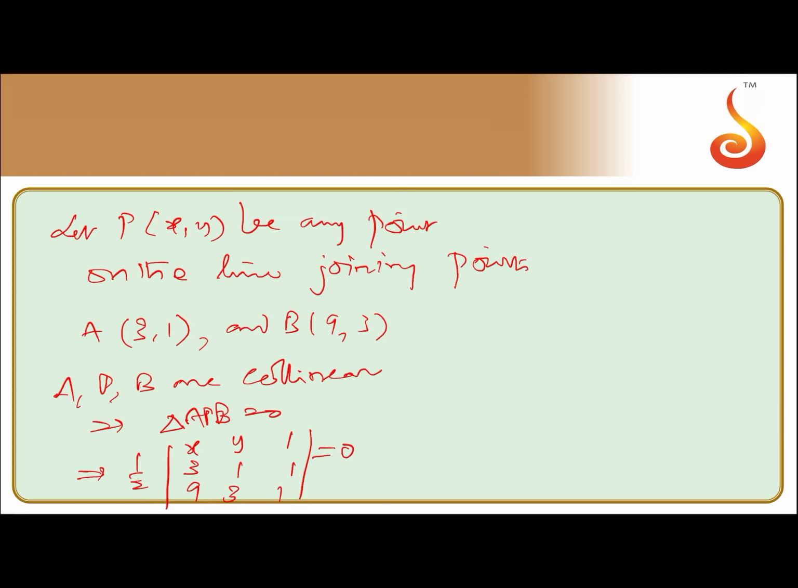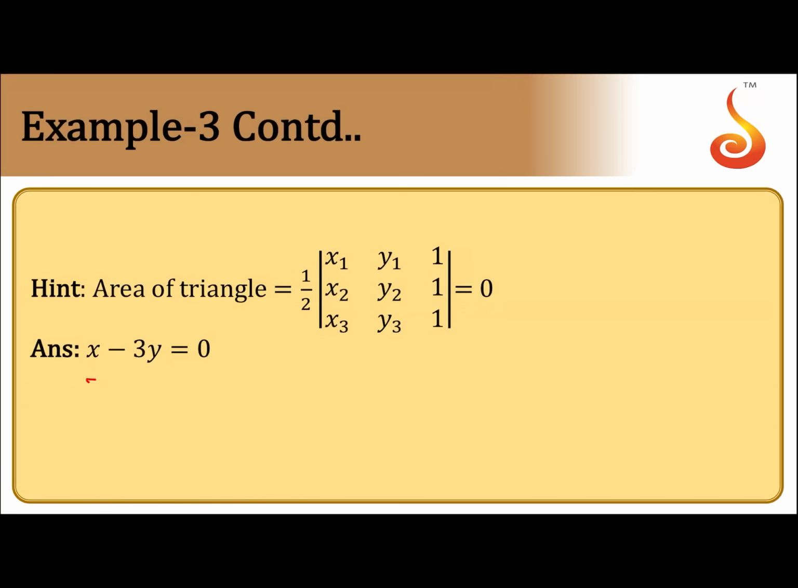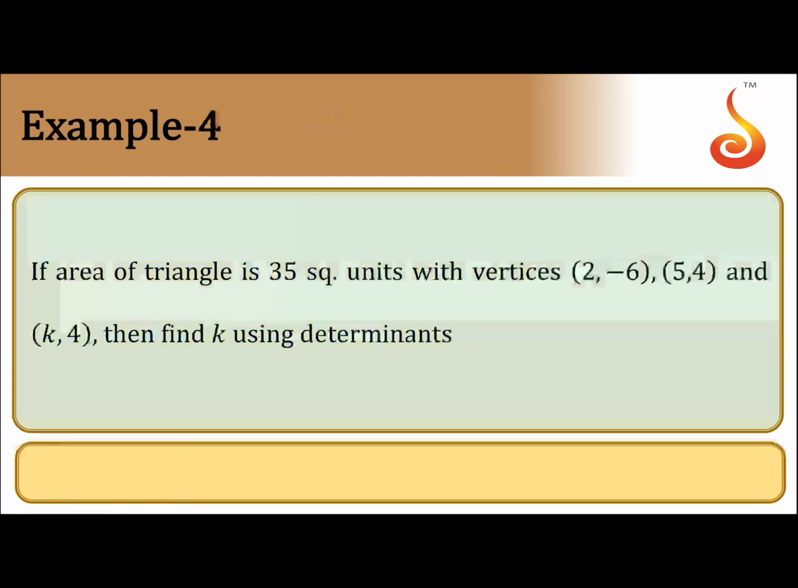Therefore, when you take up the determinant, of course the half gets cancelled, we get x multiplied by 1 minus 3, minus 2, minus y multiplied by 3 minus 9, minus 6, and plus 1 multiplied by 9 minus 9, 0, is equal to 0. Dividing by minus 2, x minus 3y is equal to 0, which represents the equation of the straight line joining the two points A, B. Yes, the answer is x minus 3y is equal to 0.